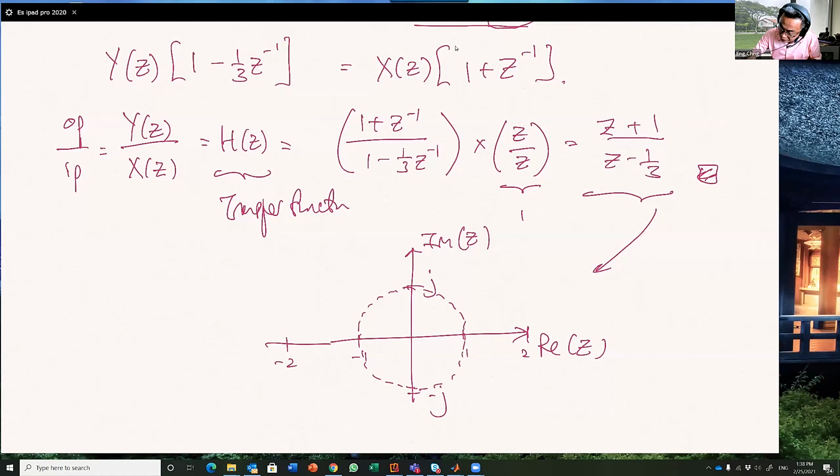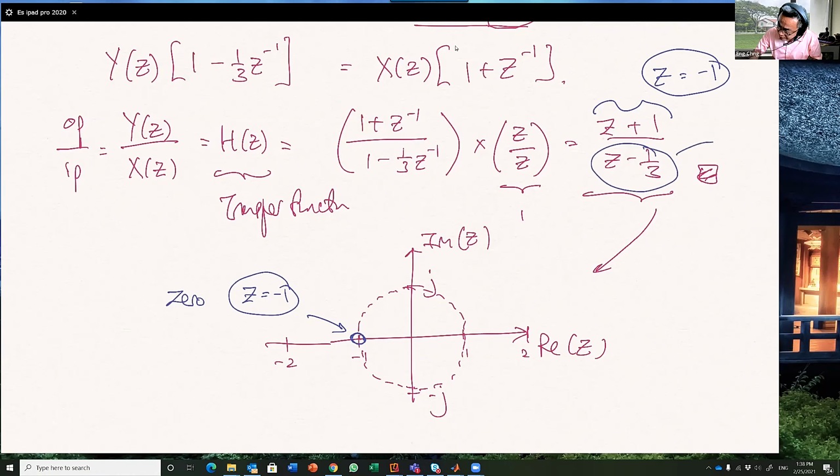And then now we have to figure out these two values. When z equals minus 1, the numerator goes to 0. So where's minus 1? So we draw a circle here, saying that z equals minus 1 is a zero. What about here? When z equals 1/3, the denominator becomes 0. So if the denominator becomes 0, H(z) becomes infinity. So where is 1/3? Here. So this is 1/3, and this is the pole of H(z).